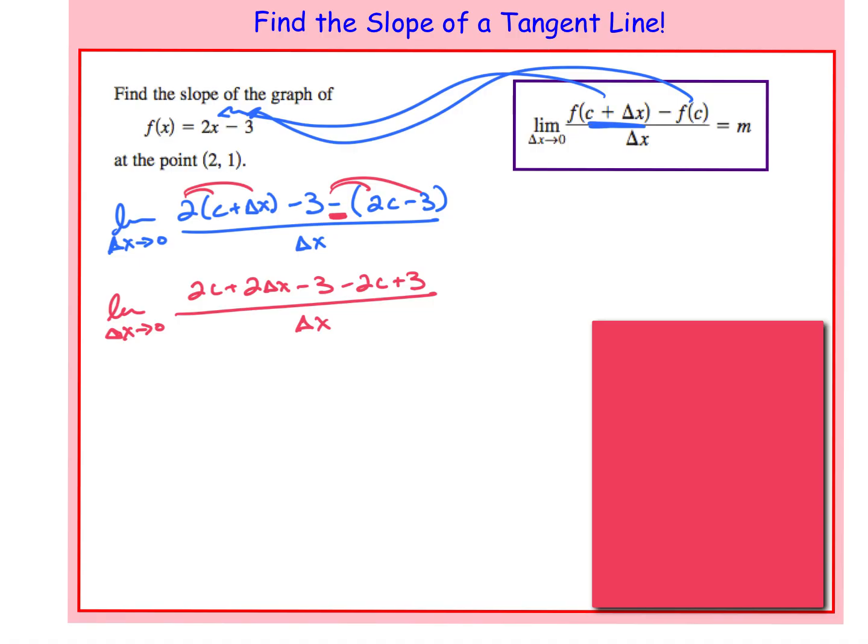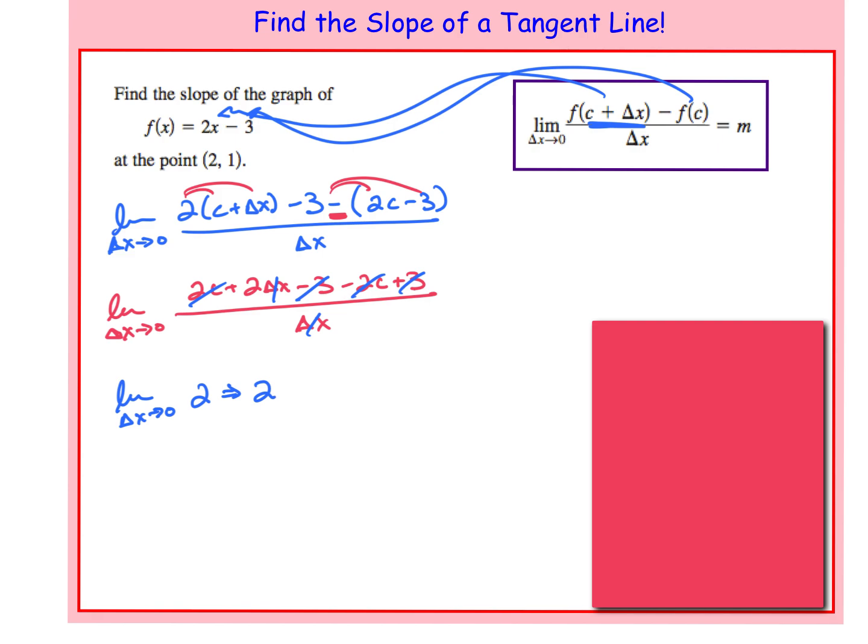My 2c's cancel. You have to do it in order, though. You really do. All right. Then what cancels? My 3's cancel. Then what can cancel? Now delta x's can cancel. So now I have a limit as delta x approaches 0 of what? Just 2.